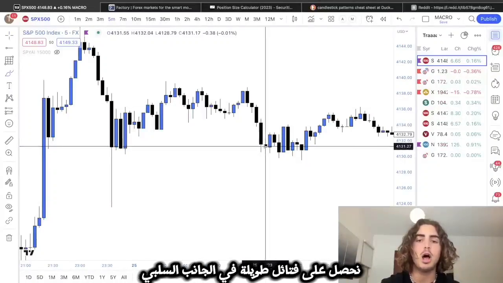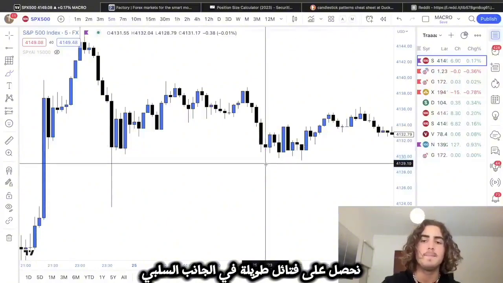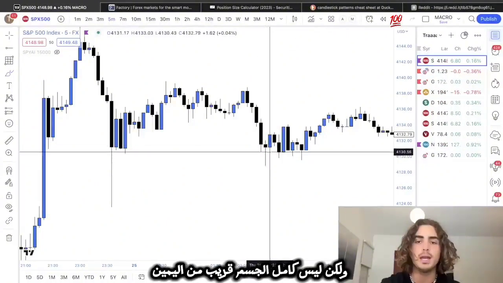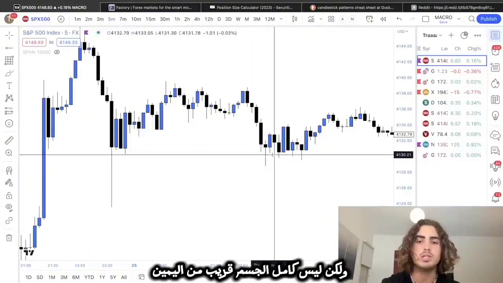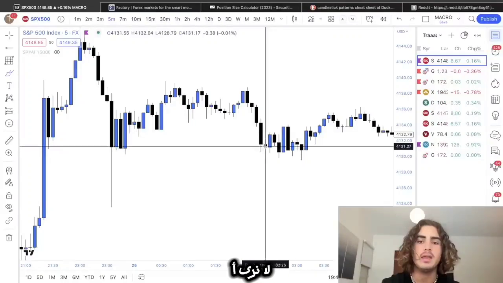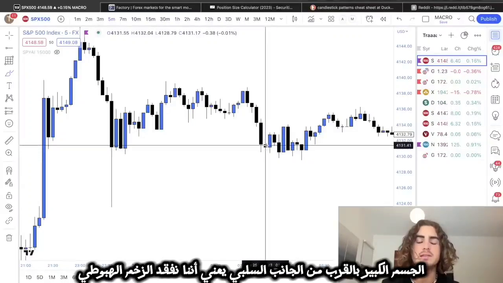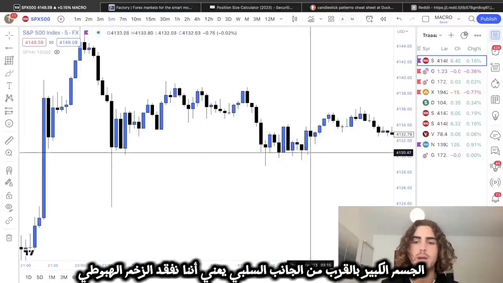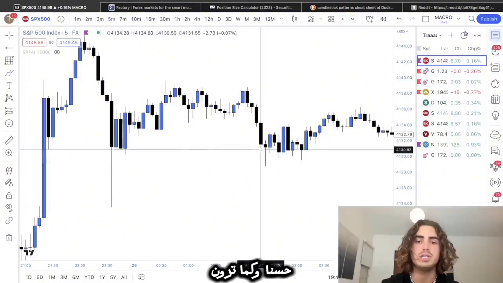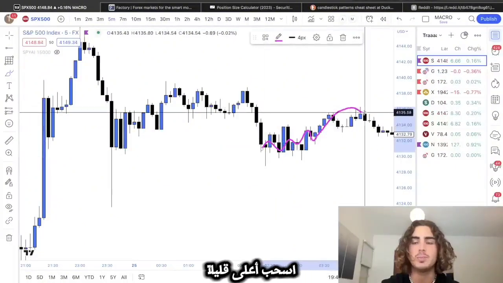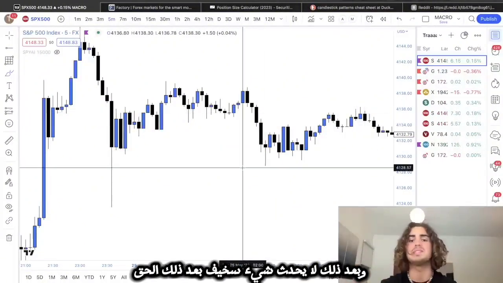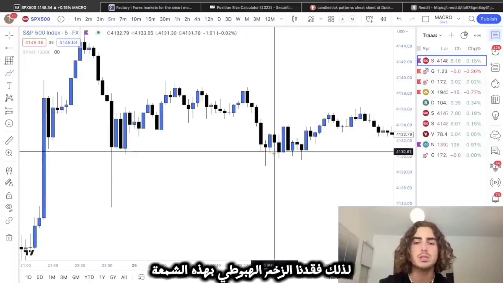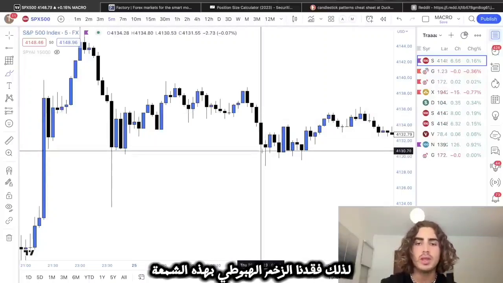Okay, we get long wicks to the downside, but not a full body close, right? We don't see a big body close to the downside. It means we're losing bearish momentum. Okay, and as you can see, we did lose it. We start consolidating, pull up a little bit higher, and then nothing happens after that. So we lost bearish momentum with this candle.